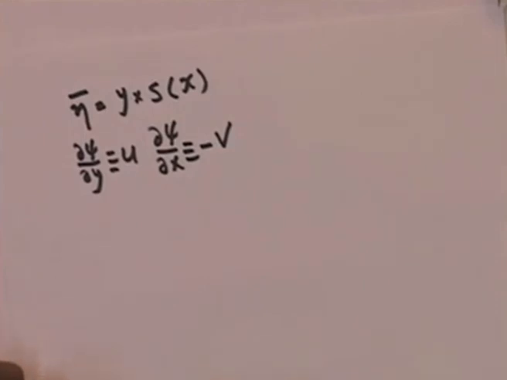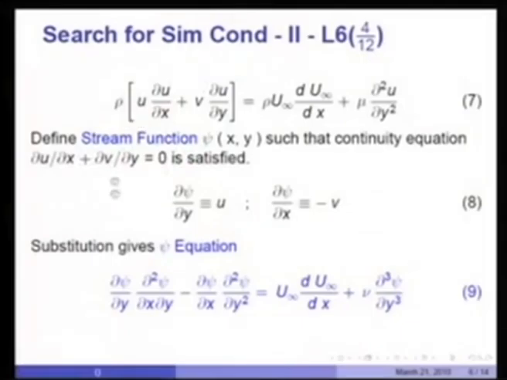Then you will notice that if I substitute for u and v in the continuity equation, I will get d2 psi dx dy minus d2 psi dx dy equal to 0. Therefore, these definitions have not fallen from the skies, it is simply that they satisfy the continuity equation. Psi is called the stream function.